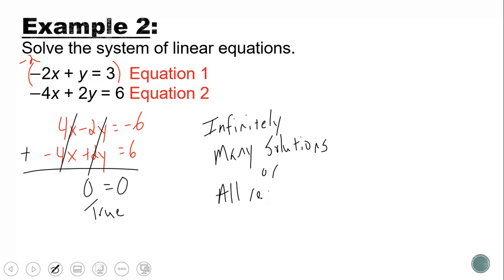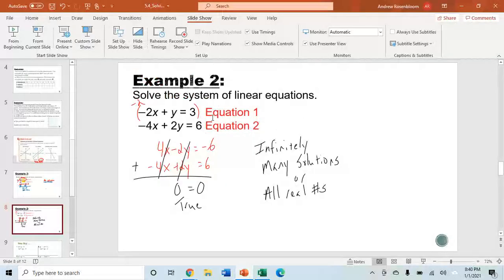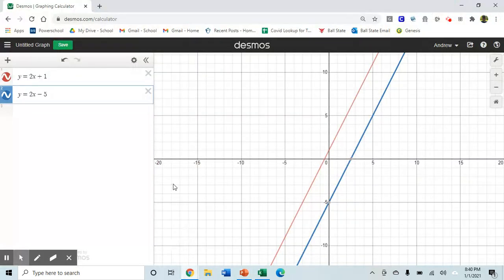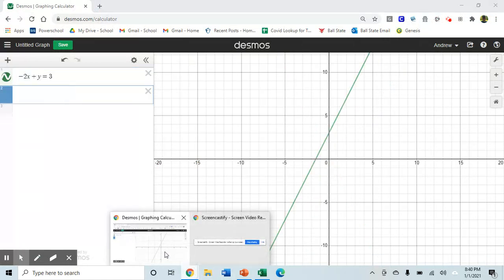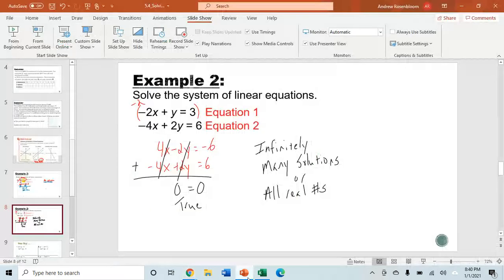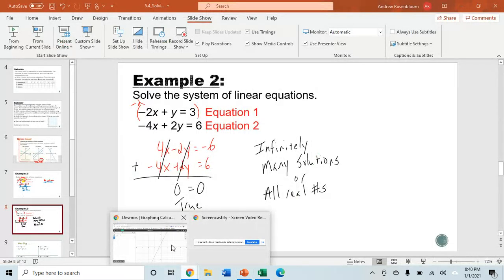Meaning any ordered pair is a solution to this equation. And if you take a look, let's head back to Desmos. It's not so obvious right away that these are the same line. But if we go ahead and graph these, negative 2x plus y is equal to 3. And then we graph our second line, which is negative 4x plus 2y is equal to 6.